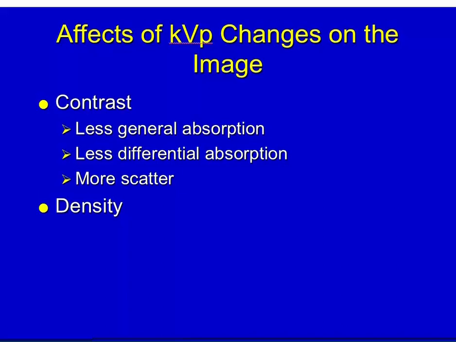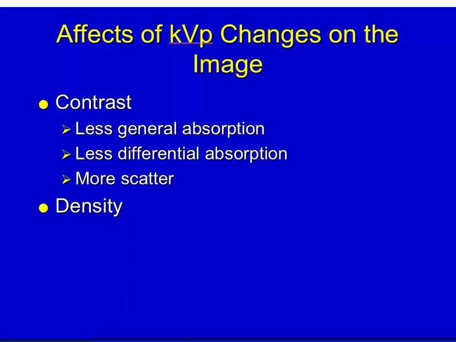So again, when you're reading test questions, make sure you understand the test question. What technical factor changes contrast? Your answer is kVp. What controls your contrast on a digital image? That would be your computer algorithm. So look for technical factor in the question. Technical factor is going to be your kVp.